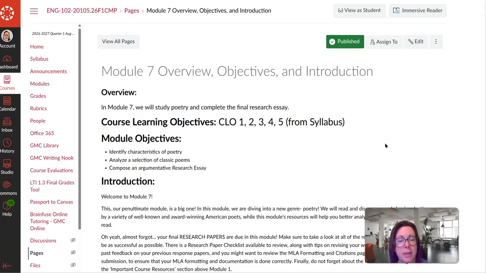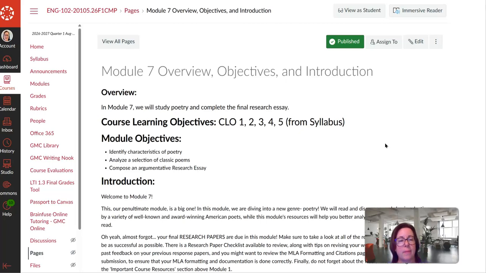This is probably the biggest module of the entire course. As you've learned in the other modules, you're working toward writing the research essay, which is the biggest part of Module 7, and it's also 20% of your grade. But the good thing is we've already been working on this in the past few modules, especially starting in Module 5, where you submitted your research proposal.